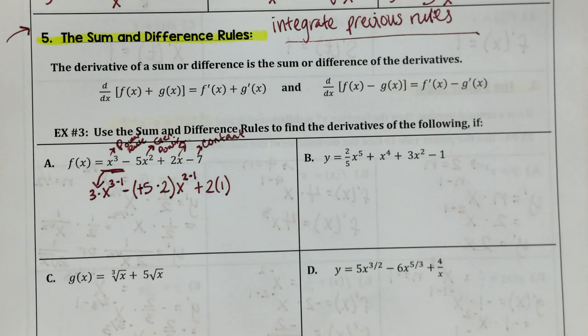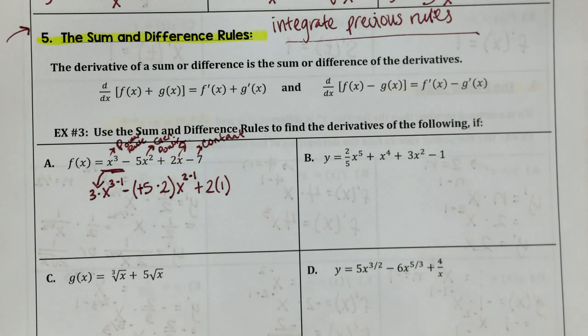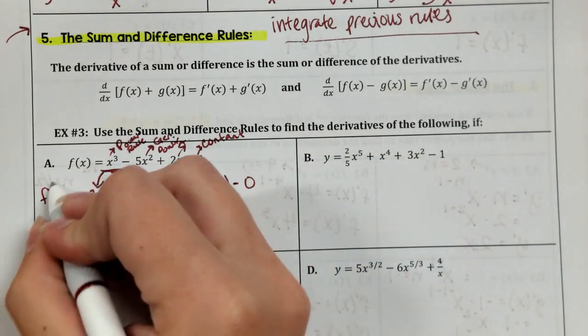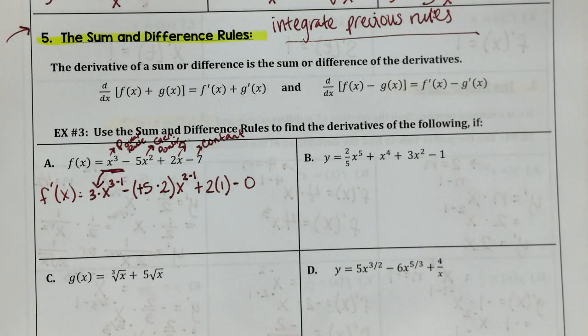You're good. The constant rule, so I have a constant, I have minus 7 here. Remember, a constant slope is going to be 0. So we're adding 0 here, or subtracting 0. And this is f prime of x we just did. Okay, so we're going to act this all out, okay?